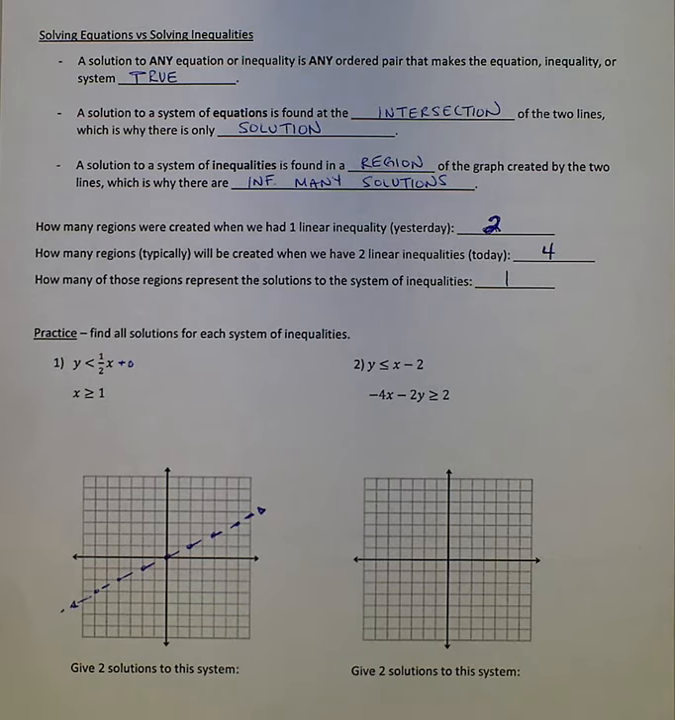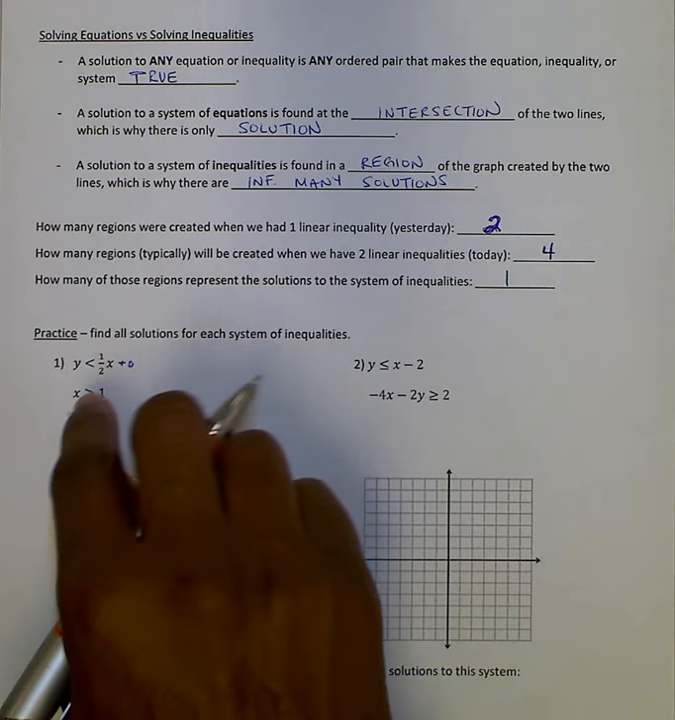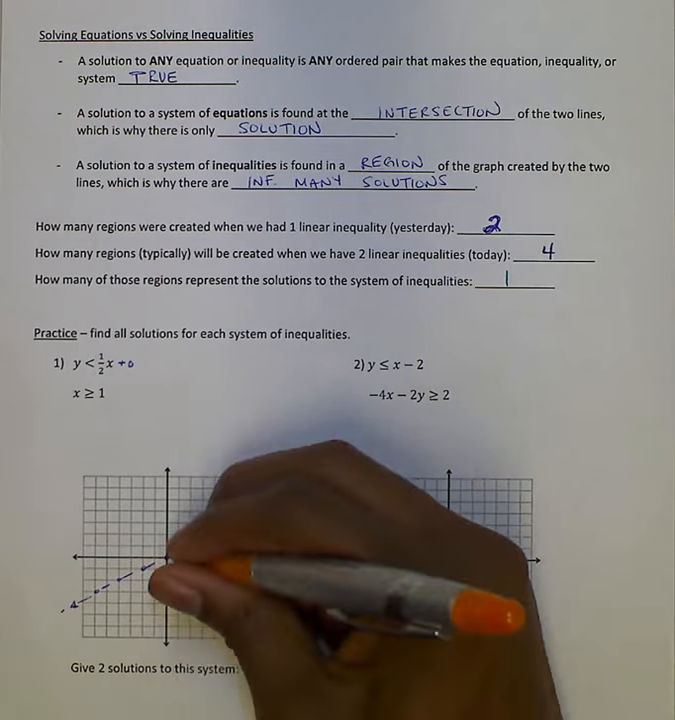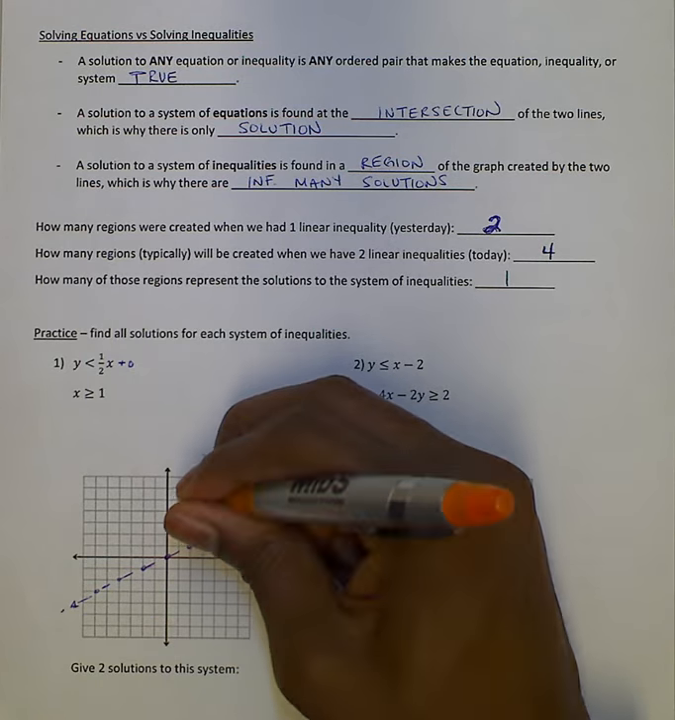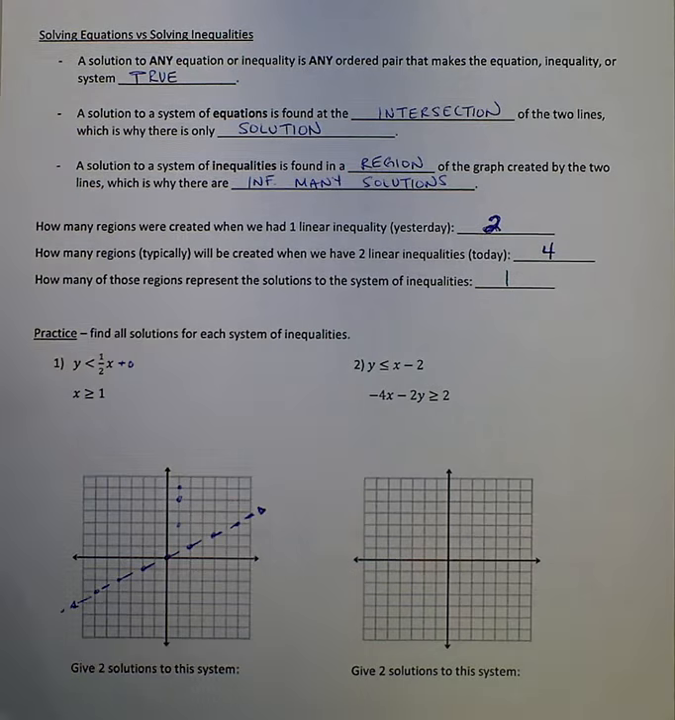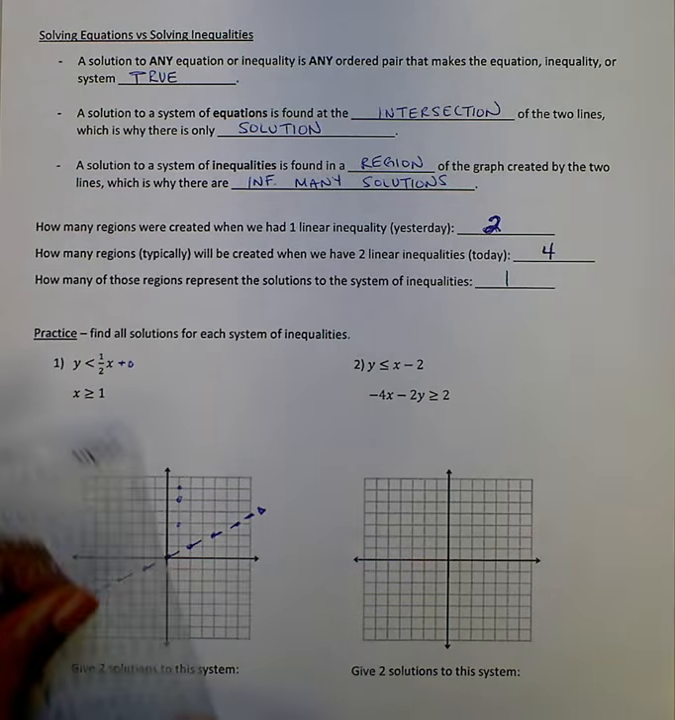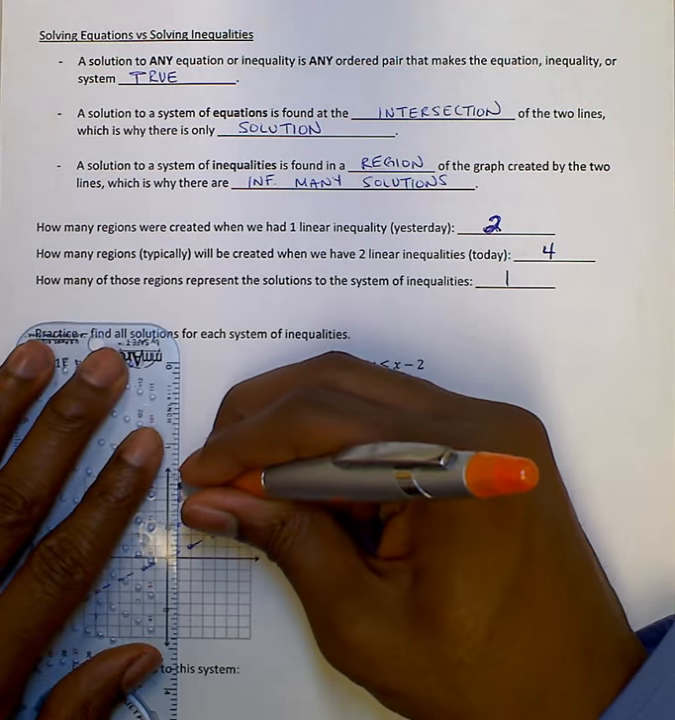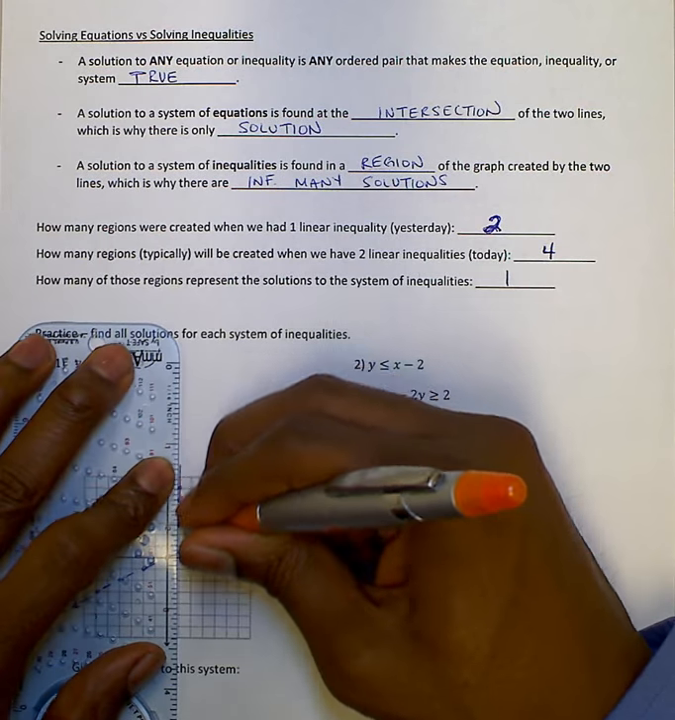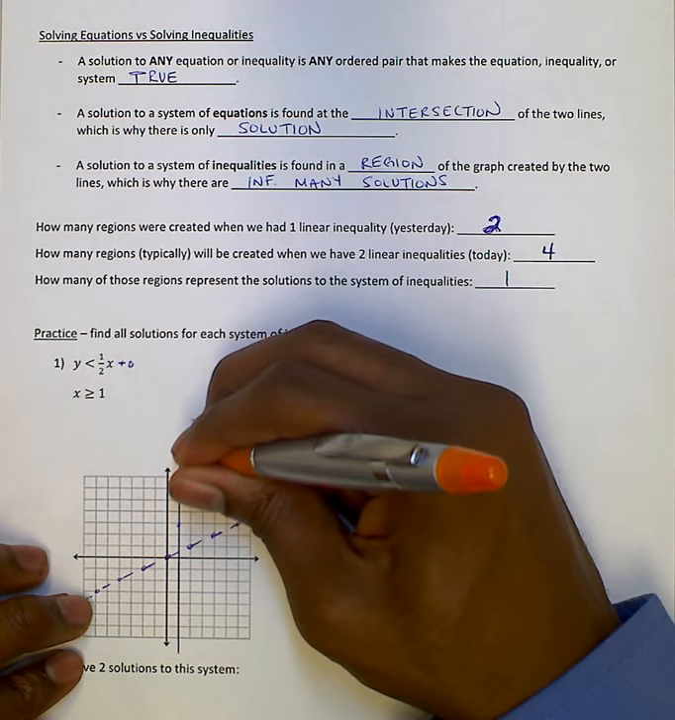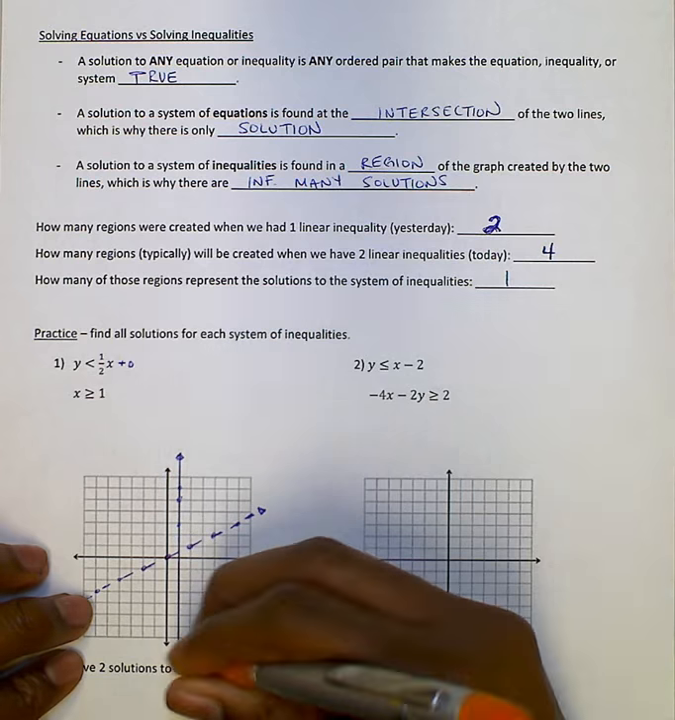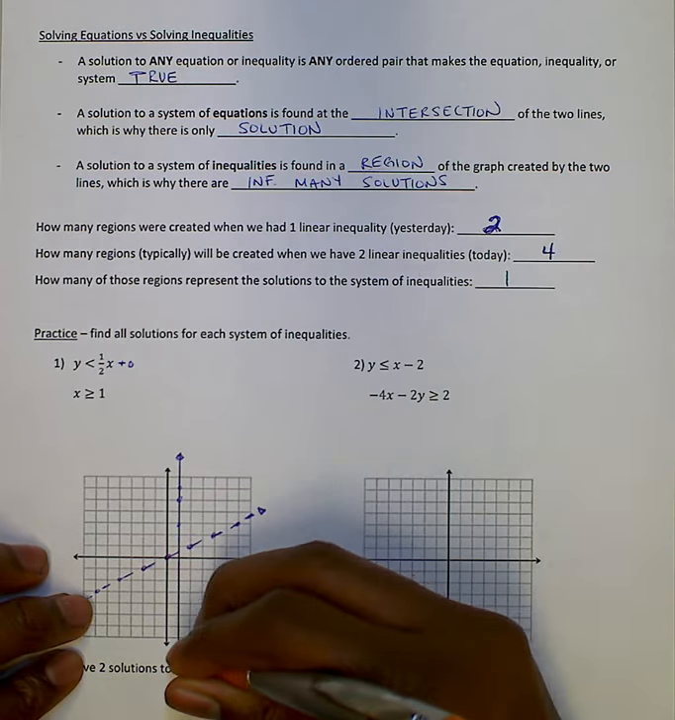Second line, we have x is greater than or equal to 1. Remember, we're going to treat this just as an x equals. So x equals 1, that is a vertical line. Happens here, all the way up and down here, everywhere where x equals 1. And that, like I said, is a vertical line. And it's or equal to, so I know it's a solid line. Okay? That means the solution can be on the graph.